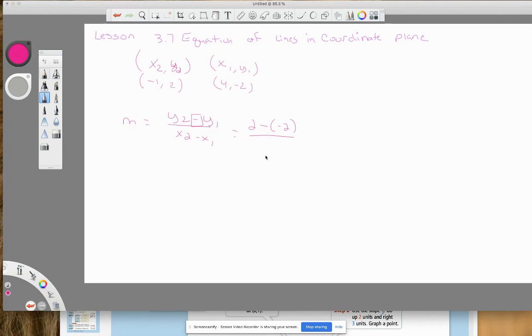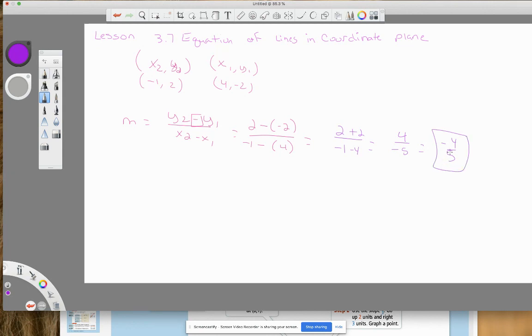You have to stay in the same order. So x2, -1, minus x1. And the reason why I put this in, that's so important that I put the minus first and then the number in parentheses, because you have a minus minus. Remember signed numbers, this becomes 2 plus 2 over -1 minus 4. Otherwise, if you subtract this, you would get 0. But it's really 2 plus 2, so it's 4 over -5, or simply -4/5 is my slope.